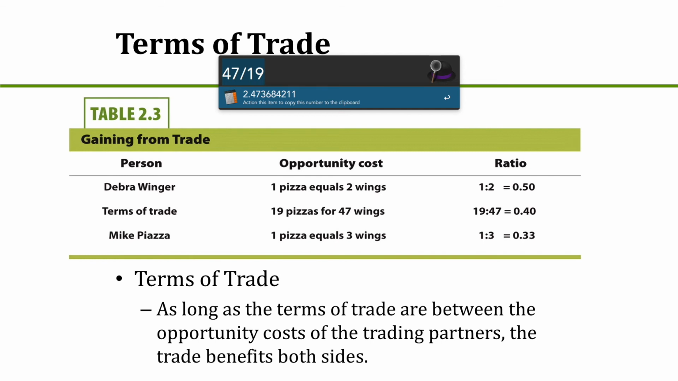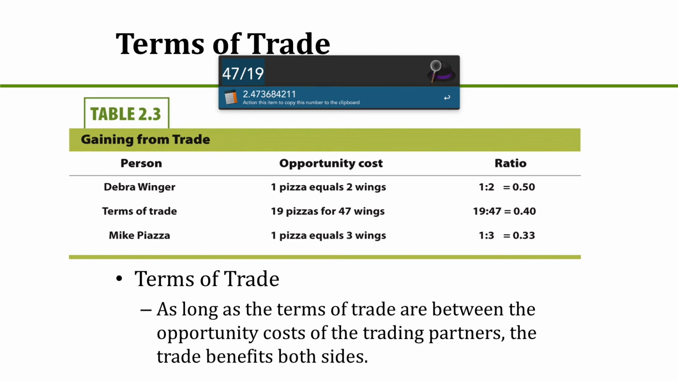Same thing applies for Mike. So what Mike is trying to do is, he will give 3 wings to Deborah, and in return, he is planning to receive 1 pizza. But instead of giving 3 wings, he is giving 2.47 wings and receiving 1 pizza. So he's better off too.